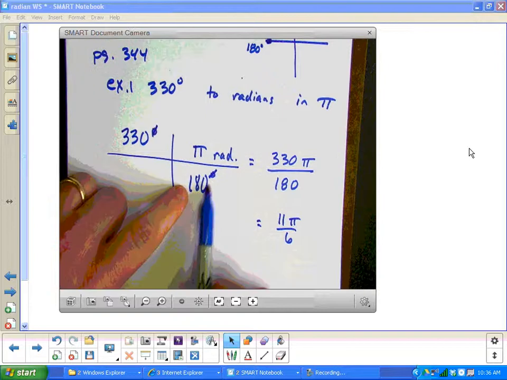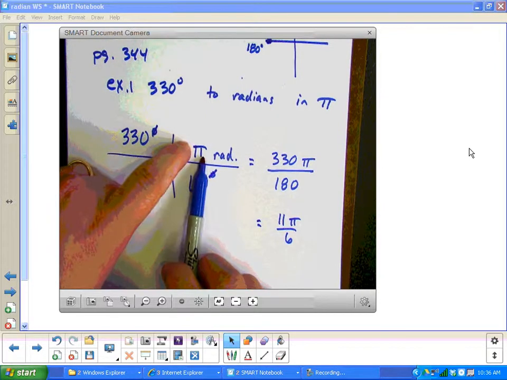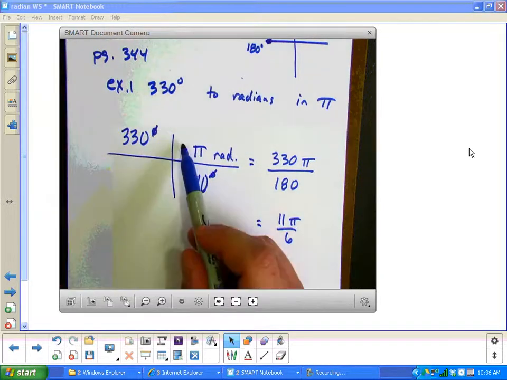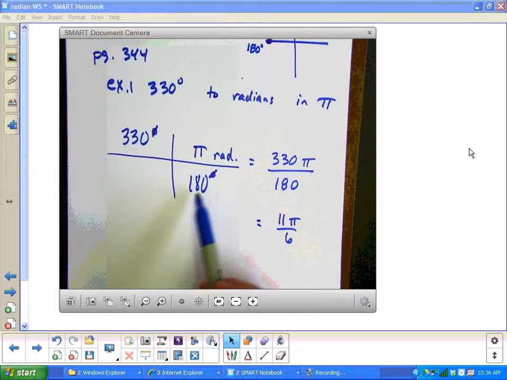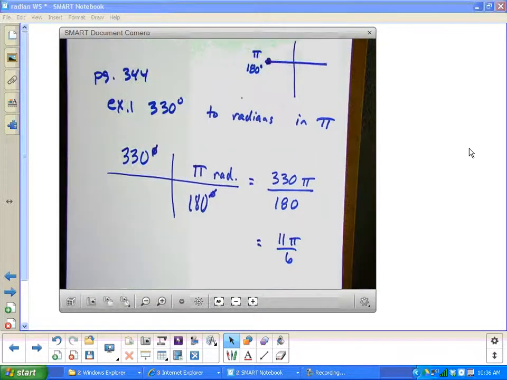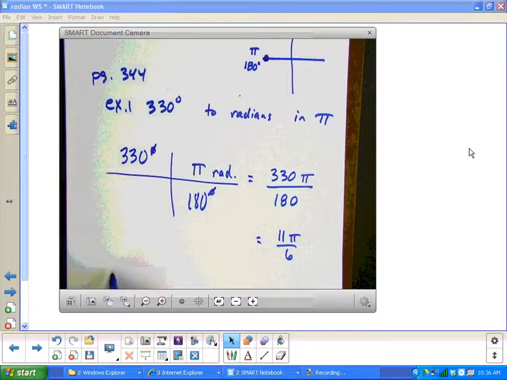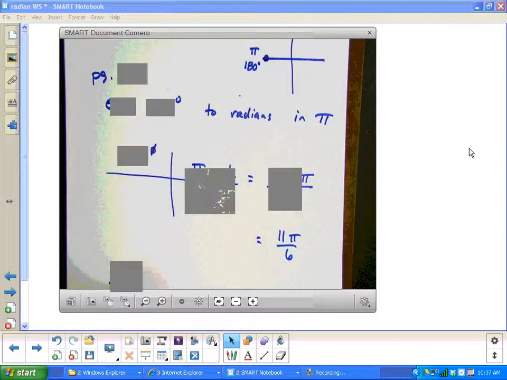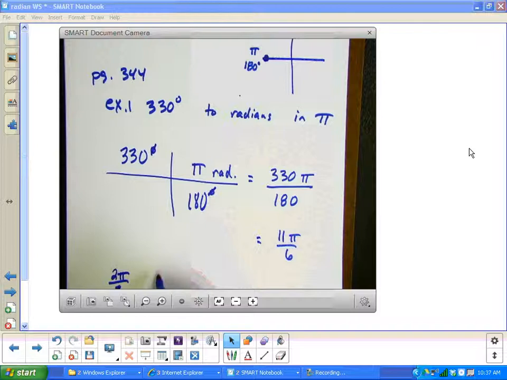Because 180 degrees is equivalent to pi radians. See, if I wanted to use 2 pi, then how many degrees would I use down here? 360. Okay, but pi and 180 are the easiest, right? They're the easiest scale factors to use. Okay, now let's go the other way around. Let's take something in radians and change it to degrees. Okay, so let's do 2 pi over 3 radians to degrees.